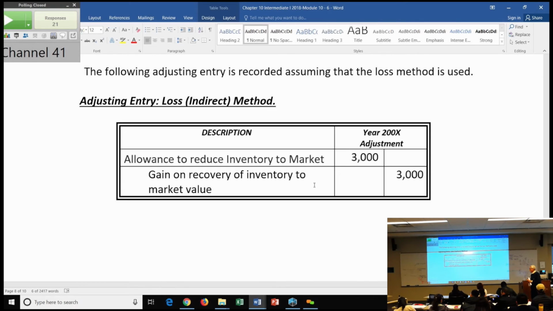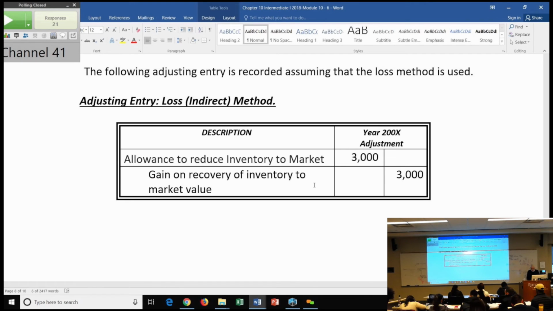Now, the only time you close it is if you did not need it, so if LCM goes to cost. So let's say that the LCM in this case was 118, then you would debit this to 118 and it would go to 0. But it's not part of the closing process that we covered in chapter 4. All right, anything else?